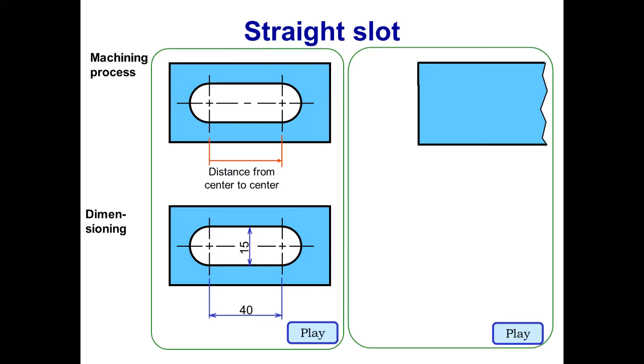And the other distance you have to give is the diameter of the two holes. So this is basically 15 is the diameter of these two holes and the 40 is the center to center distance of these two holes. And if the slot is not complete, this is a complete slot.